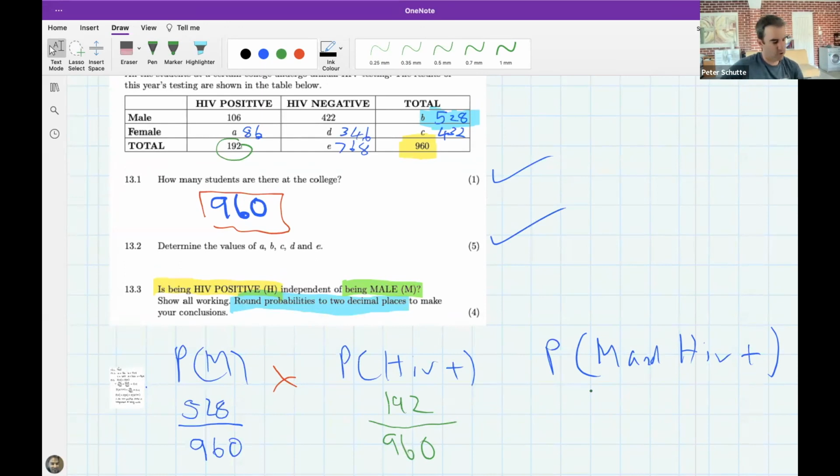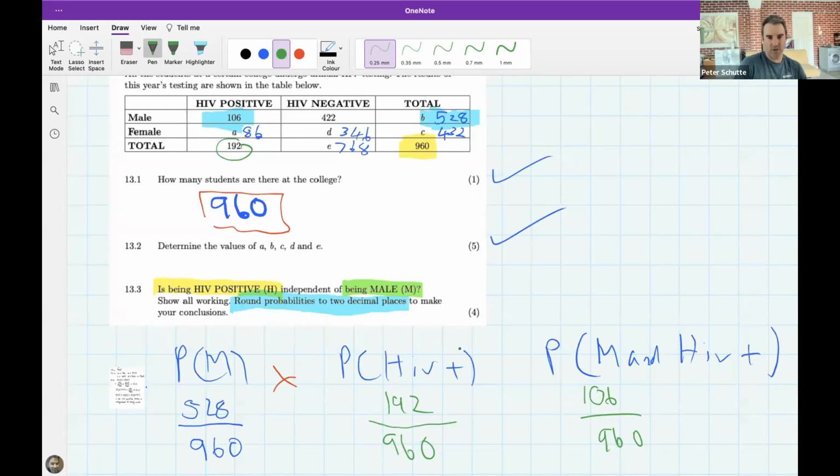And remember, the question said to 2 decimal places. So let's have a quick look. For male and HIV positive, the 106 is the important number. And I agree with Anya and Anyo and Dawn that it's going to be 106 over 960. So once we've got those 3 values, we're almost there.